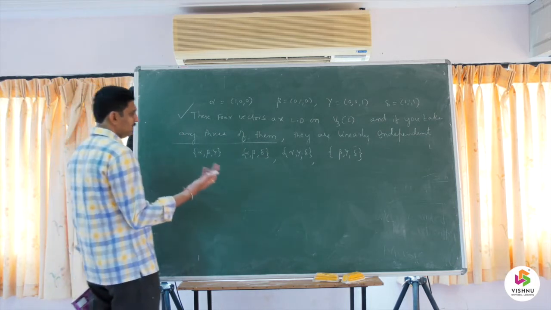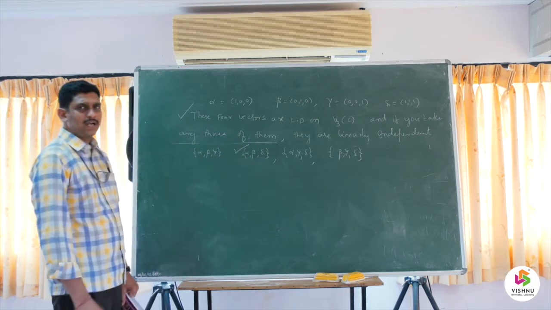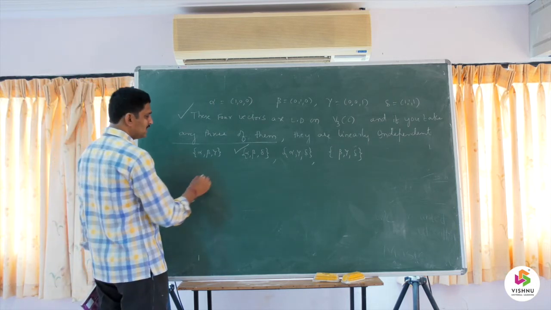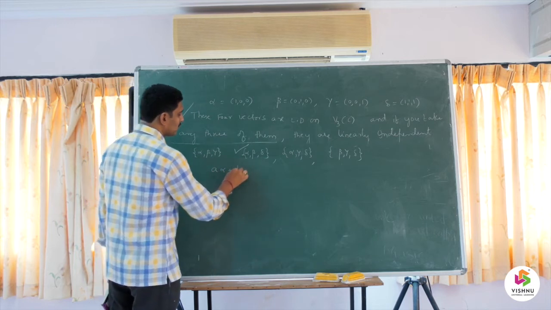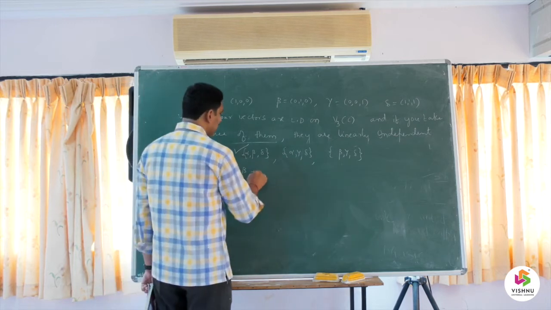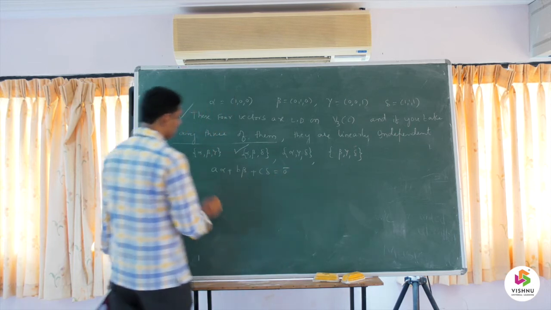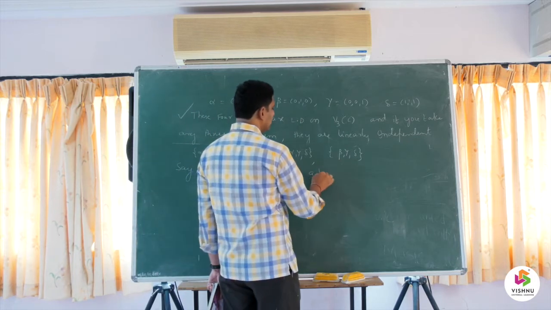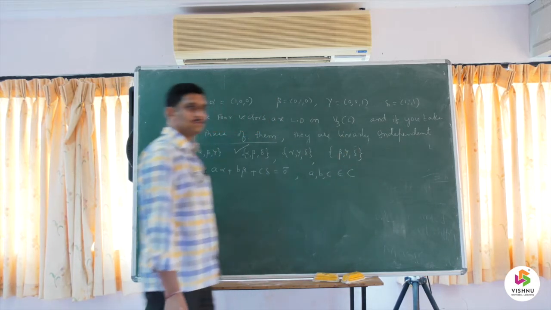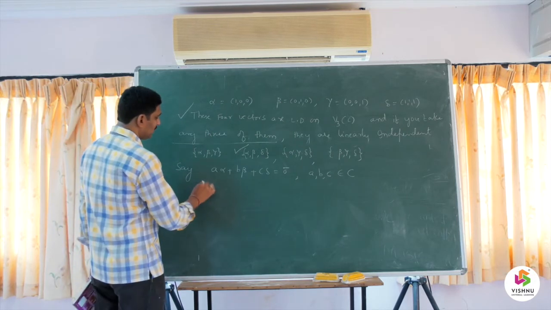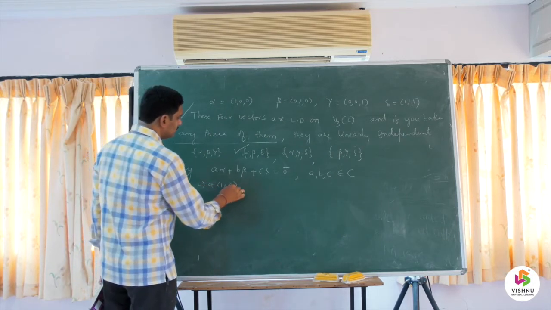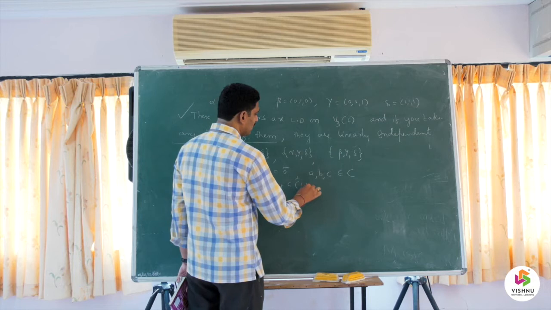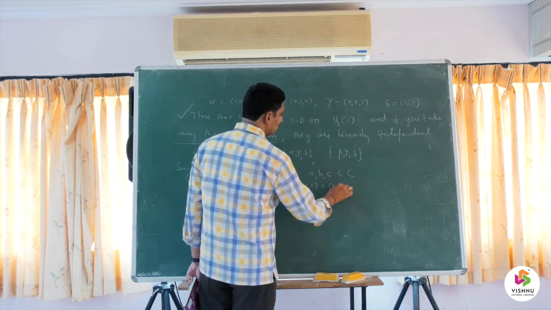So let me take the example of say alpha, beta, delta. You can take any one, I have chosen that one. So let us write the linear combination for this. So A into alpha plus B into beta plus C into delta is equal to 0 bar, say, where the scalars A, B, C belong to the field C. Now let us substitute the values here, implies A into (1, 0, 0) plus B into (0, 1, 0) plus C into (1, 1, 1) equals (0, 0, 0).